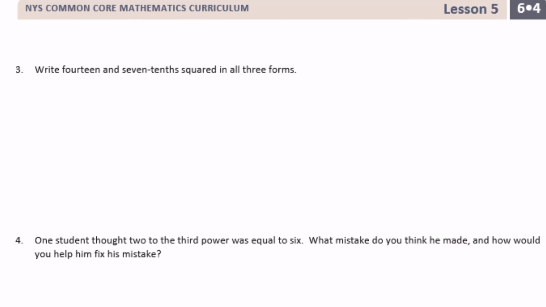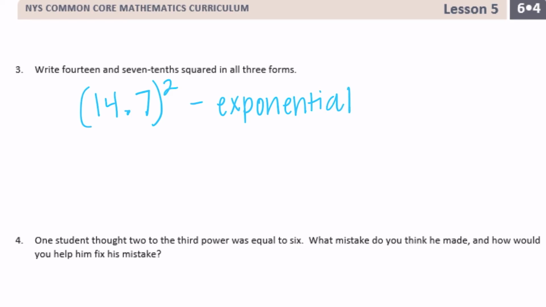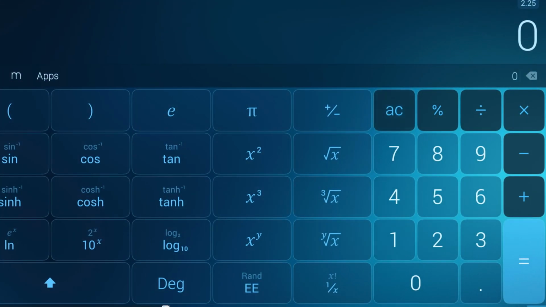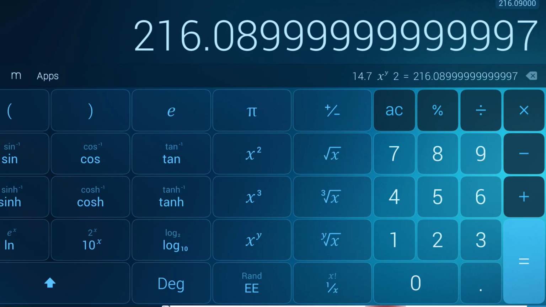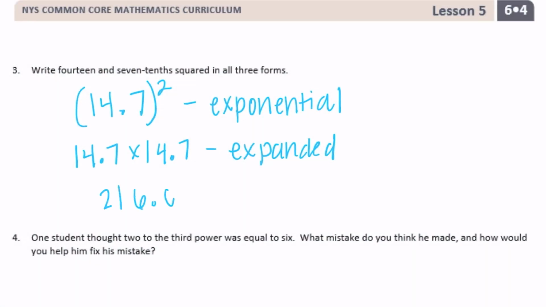Number 3, write 14 and 7 tenths squared in all 3 forms. So let's first write it out. So we have 14 and 7/10 squared. I'm going to write it like that. So that is exponential form. 14 and 7/10 squared, let's write and expand it. So we're multiplying it by itself twice. And then let's use our calculator to do 14 and 7/10 squared. And I'm going to round it to 216 9/100. That is standard form.